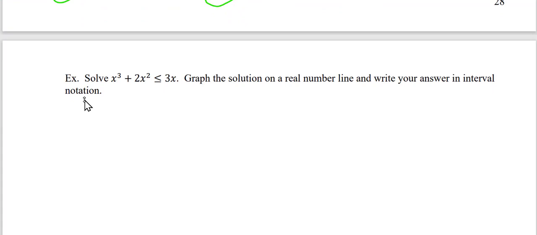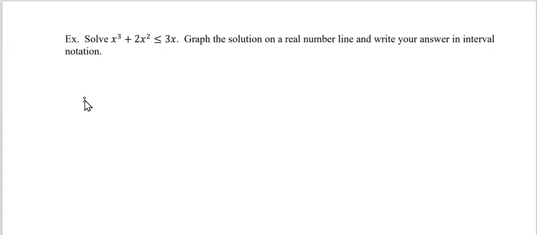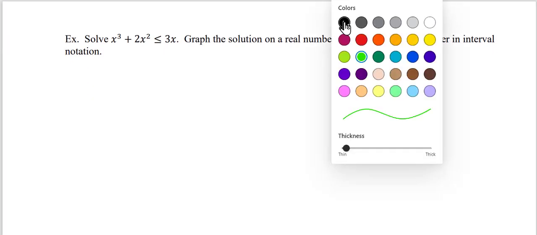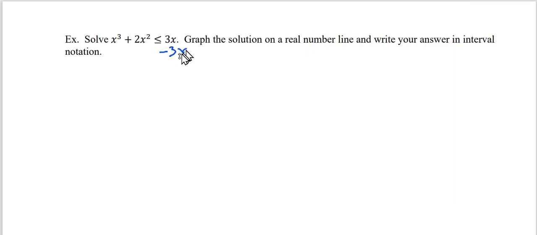This one is a similar question. The problem here is that we don't have 0 on one side of the inequality, so we have to start by subtracting 3x. x cubed plus 2x squared minus 3x less than or equal to 0. Now I'm looking for negative numbers, right? I want to know where the function is less than or equal to 0.